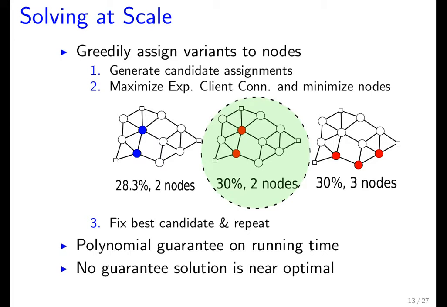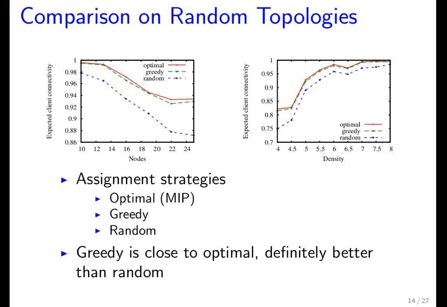So these two nodes colored red in this assignment would stay red, and we'd try other candidate assignments and see what, and pick the best of those and keep iterating. This gives us a nice polynomial guarantee on the running time, so it will complete, but we don't have any guarantee the solution is near optimal. But we did do comparisons on random topologies.